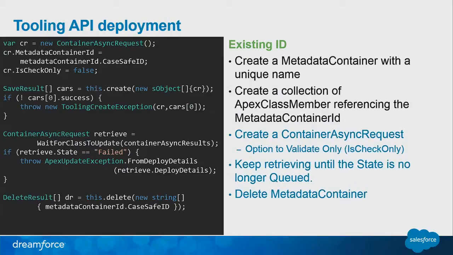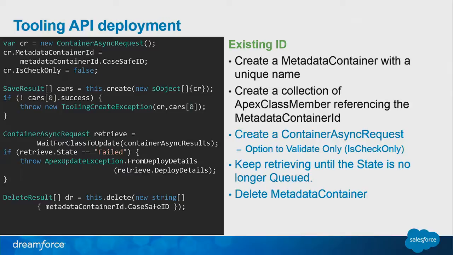But at this stage, we haven't actually deployed anything. We've just got the data up there. So we need to create a container async request, link it to the same metadata container so it knows what it's deploying. And then we need to tell it, are we doing an actual deployment, or do you just want to validate this? And that can be quite handy. In those earlier steps, I showed you there's a little deploy button next to each Apex class. There's a drop down there and you can just say validate, and so you can make changes and it will tell you what the results of those changes are without actually making them.